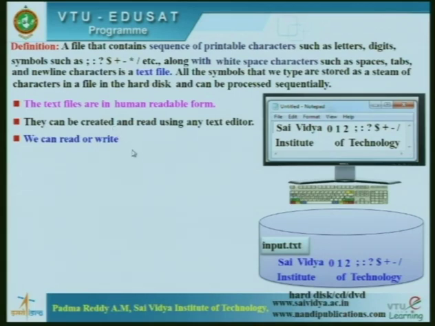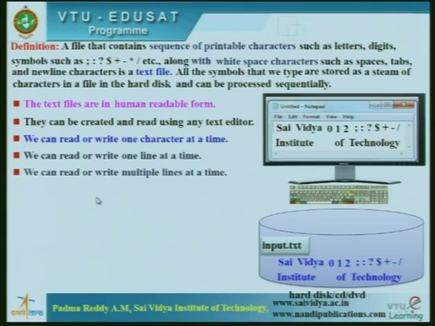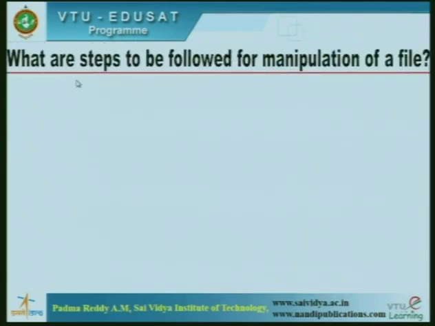We can read or write one character at a time. We can read or write one line at a time. We can read or write multiple lines at a time. Now we know what is a text file. Now let us see what are the steps to be followed for manipulation of a file. Point number one is, first we should declare a file pointer, and then we open a file.